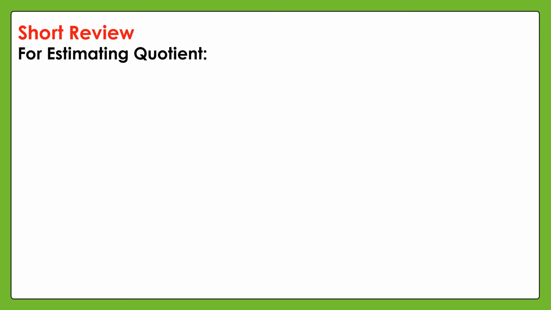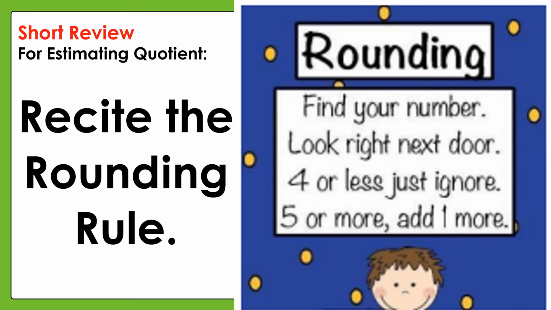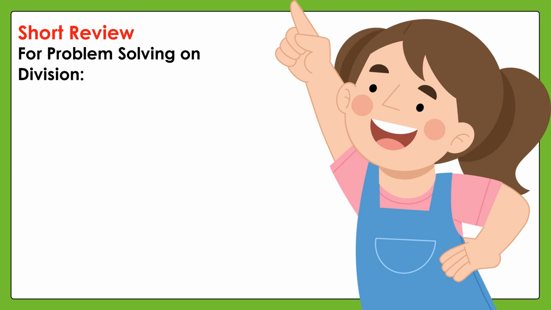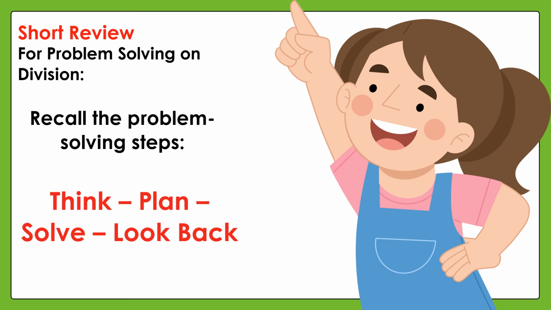For estimating quotient, recite the rounding rule. Rounding, find your number, look right next door, 4 or less, just ignore, 5 or more, add 1 more. For problem solving on division, recall the problem solving steps: think, plan, solve, and look back.